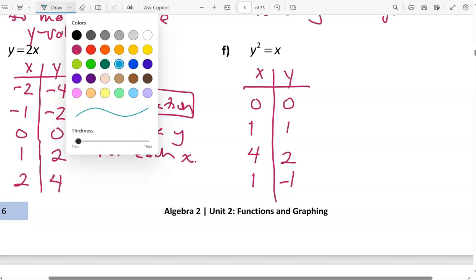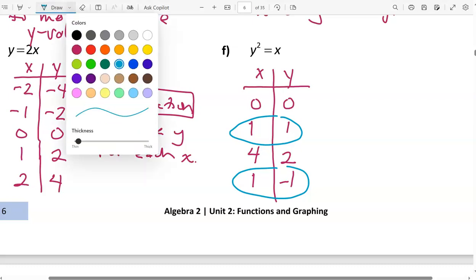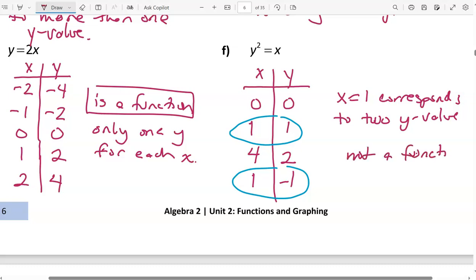And you'll notice that x equals 1 has two y values. So x equals 1 corresponds to two y values, or more than one y value. So this is not a function. There's not just one y value or output associated with each x or input.